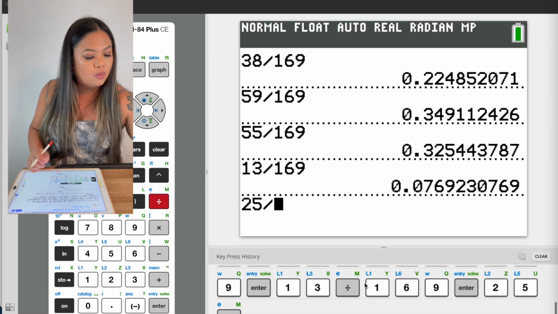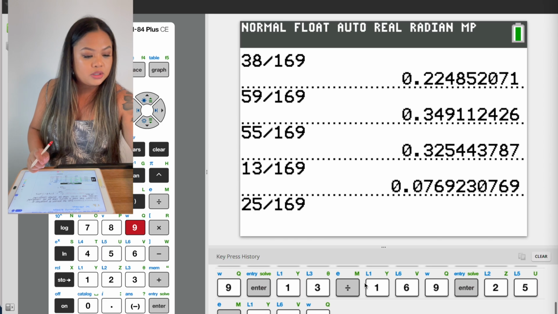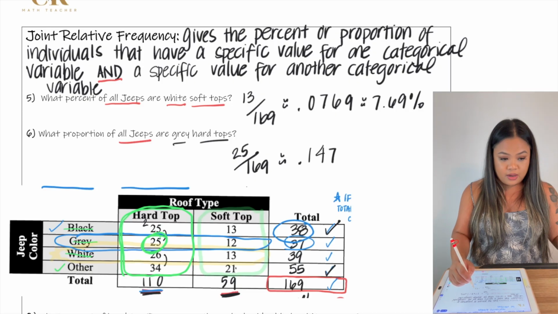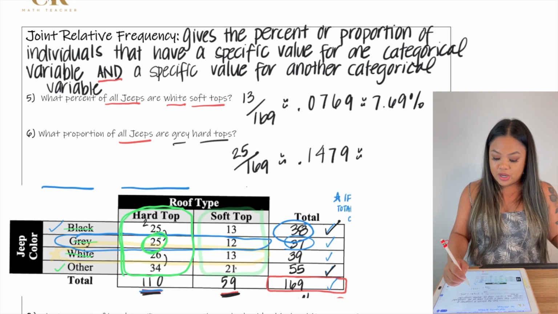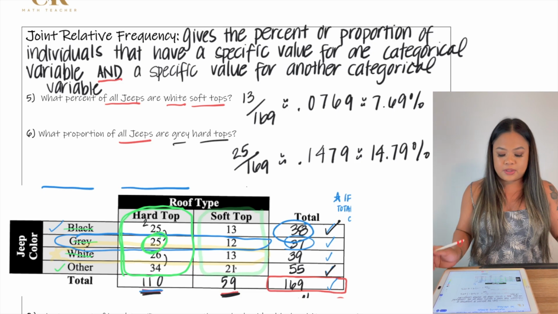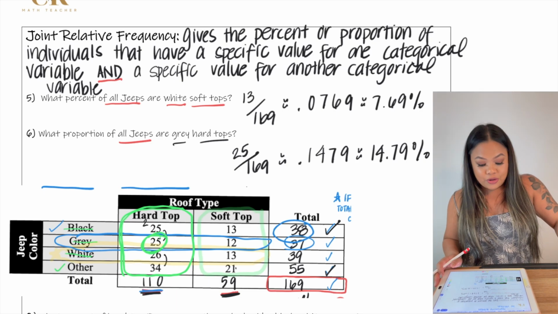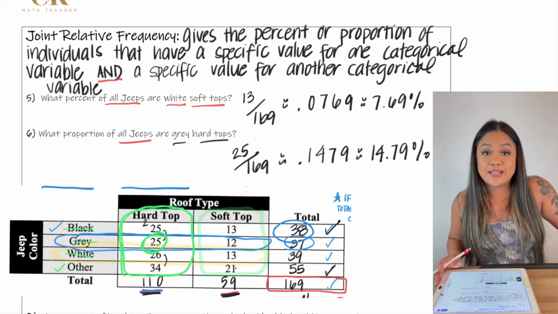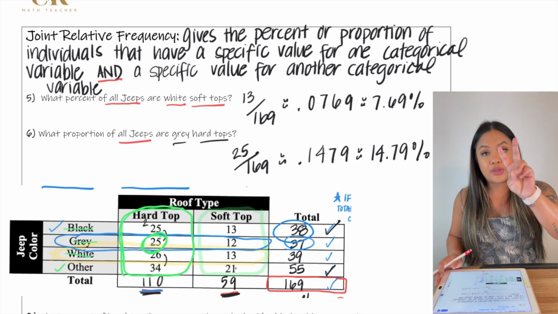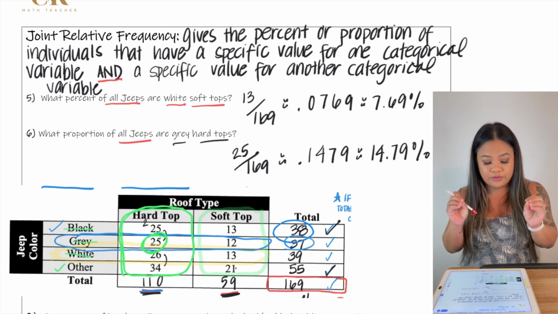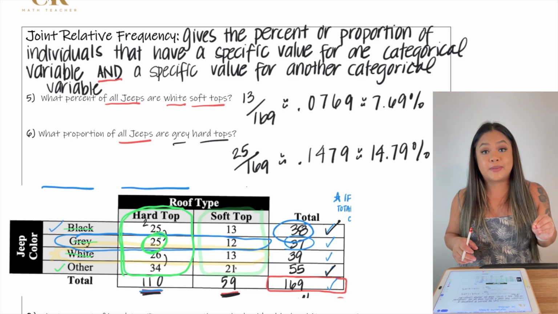25 divided by 169 is going to be 0.1479, and then turning that into a percentage, we've got 14.79% of all the Jeeps are gray hard tops. Those are examples of joint relative frequency. We're looking at two things at the same time. Number 5 was white Jeeps as well as soft top, and 6 was gray Jeeps, hard tops.